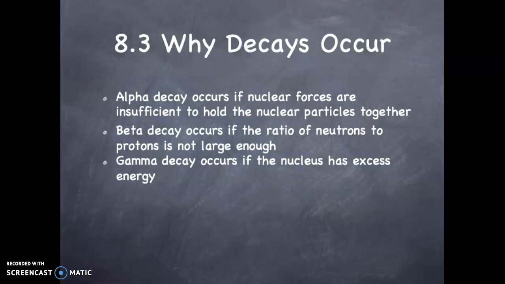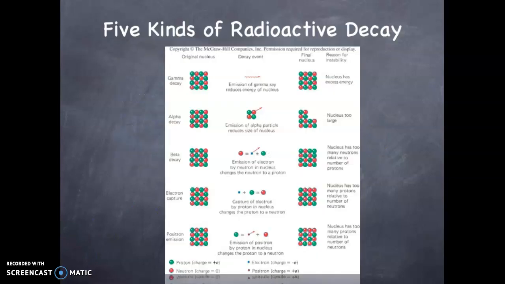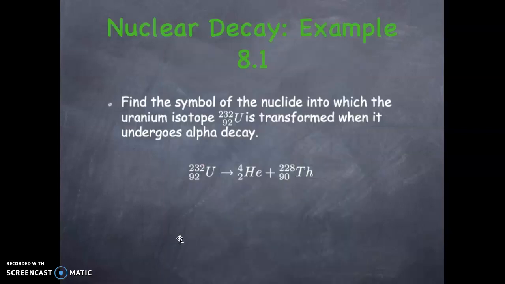Why does decay occur? Alpha decay occurs if nuclear forces are insufficient to hold the nuclear particles together. Beta decay occurs if the ratio of the neutrons to the protons is not large enough, and gamma decay occurs if the nucleus has excess energy. The 5 kinds of radioactive decay are listed here, and briefly they are gamma ray decay, alpha decay, beta decay, electron capture, and positron emission.